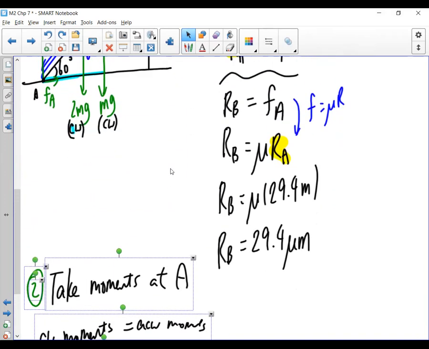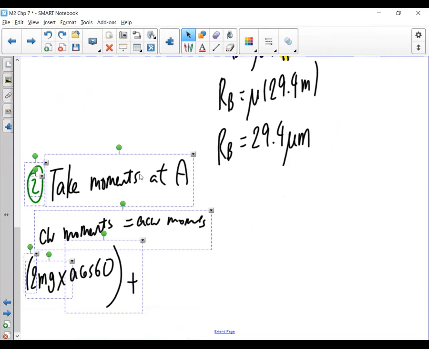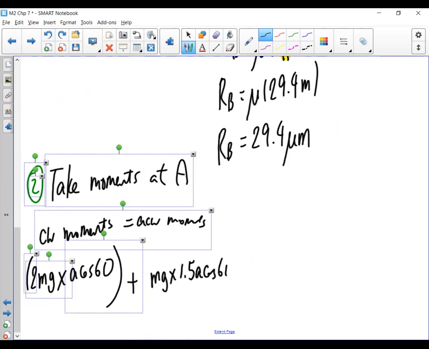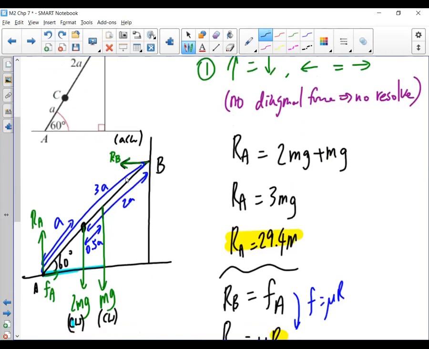Right. So what about the mg? So the moment for mg will be force mg times the distance here. The distance here will be 1.5a cos 60. So plus mg times 1.5a cos 60 equals anti-clockwise moments. So the anti-clockwise moment is from RB.